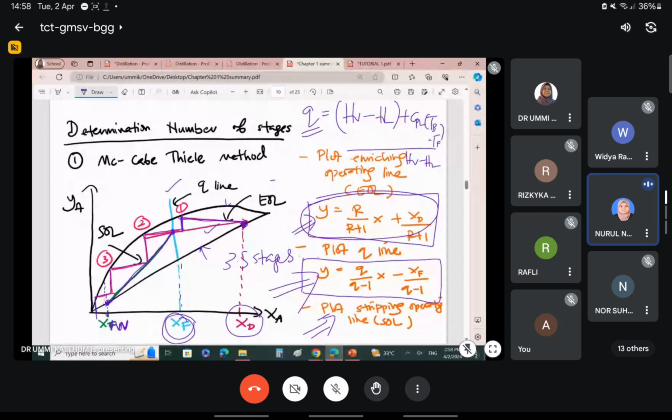Madam, ada beza ke kalau kita tulis including reboiler dengan without reboiler? Kena mention the reboiler. Untuk distillation column kena mention a reboiler. Kalau you tulis 3.5 stages sahaja, salah. Tak ada markah langsung. Ini masalah. So you kena tulis 3.5 including reboiler, 3.5 minus a reboiler, or 2.5 plus a reboiler. Okay, boleh? Boleh, madam. Okay. Ada soalan lagi?